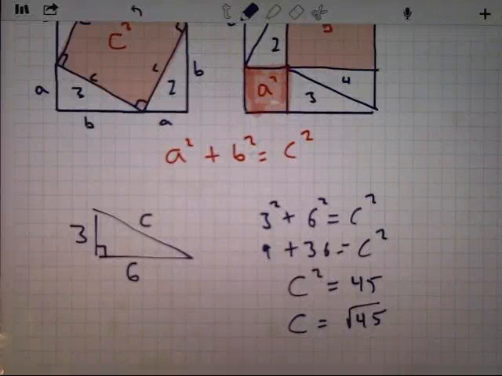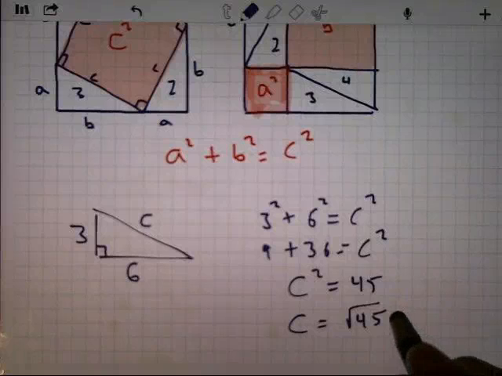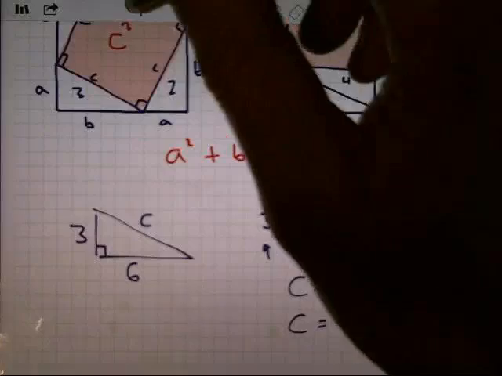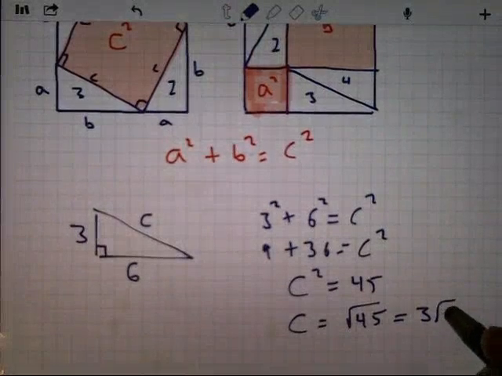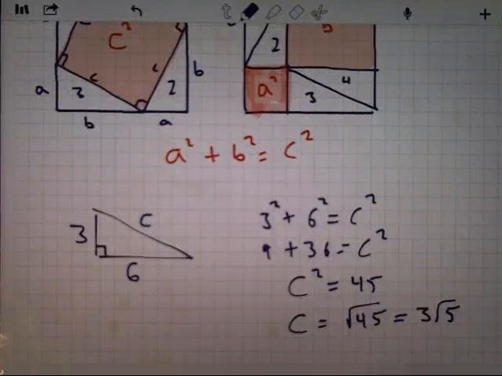45 happens to be 9 times 5. So this could be 3 root 5, sorry, 3 root 5. But you don't have to. The square root of 45 is good enough, right? In a lot of situations.